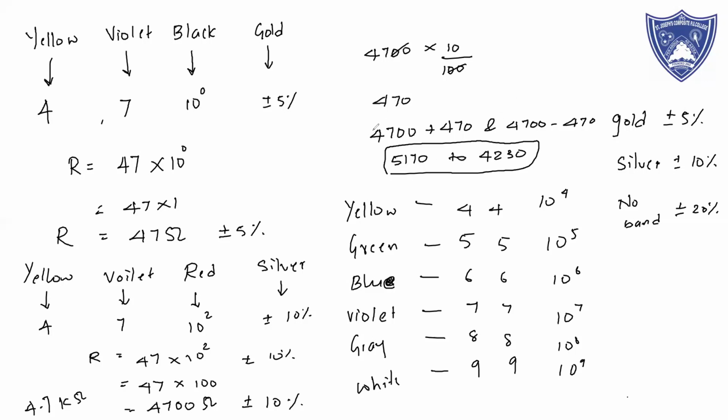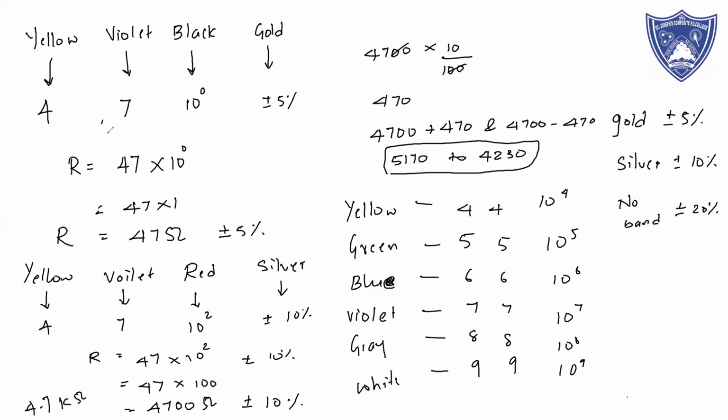You don't have to calculate the tolerance. You just need to write plus or minus 10%, plus or minus 5%. That's it. This is for your understanding. I have told you how to calculate the range. Just percentage, add and minus, you will get the range. This resistance 4,700 lies between the values 4,230 and 5,170. Understood? Okay. So now let us go to the next part.